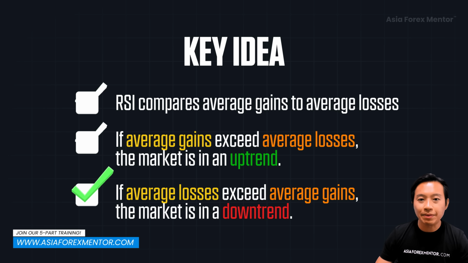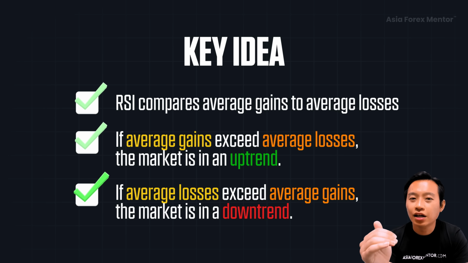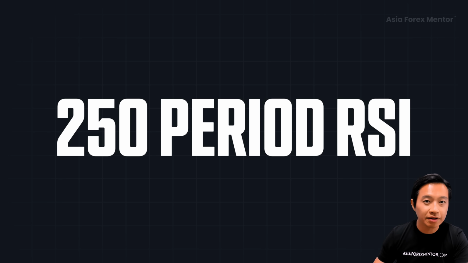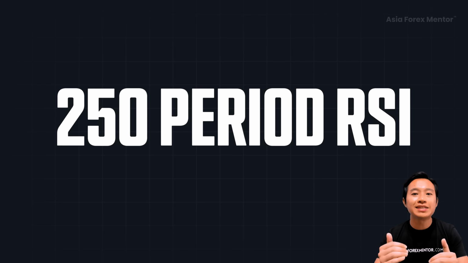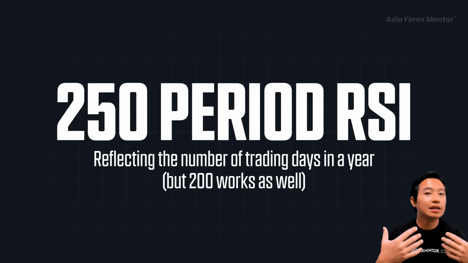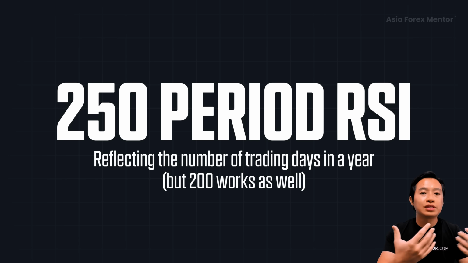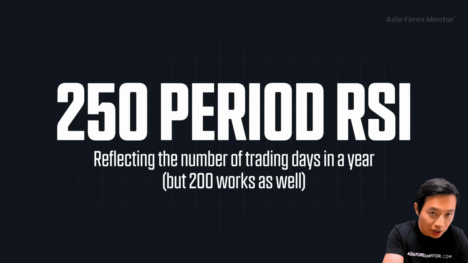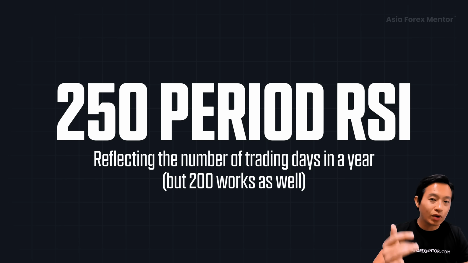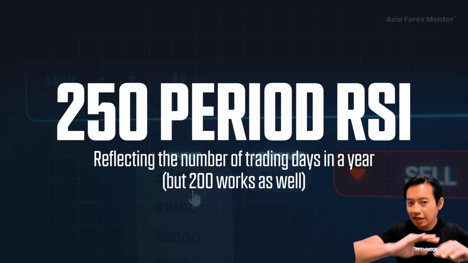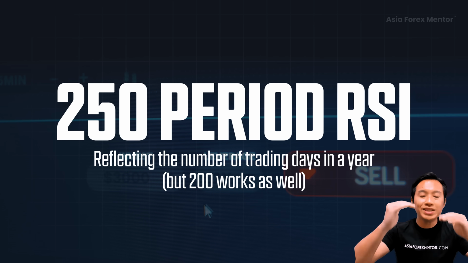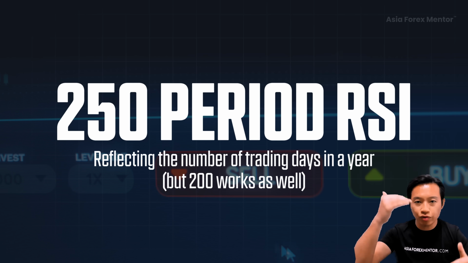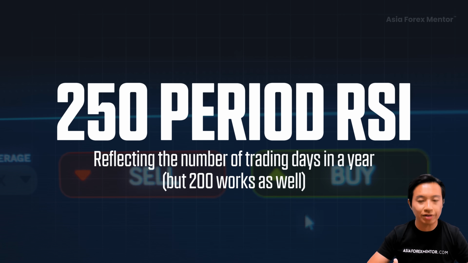To apply this concept, here's the setting. You can use the 250 period RSI. This represents the number of trading days in the year. Depending on the vehicles, you can also use a different setting, and that's where a little bit of backtesting will help. For example, you can also use a 200 or other settings. A little bit of backtesting will help to see, for this specific pair, which setting works the best. So in general, you can use a 250, you can also use a 200, right?